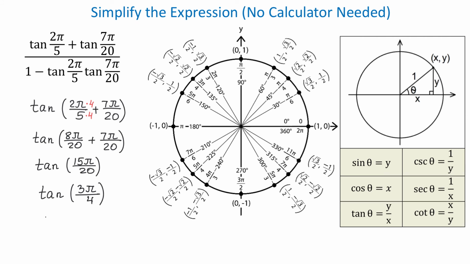So we will divide square root of 2 over 2 by negative square root of 2 over 2. Then square root of 2 over 2 will cancel, and the result will be negative 1. So the value of this expression is negative 1, and we simplified it without the use of a calculator.